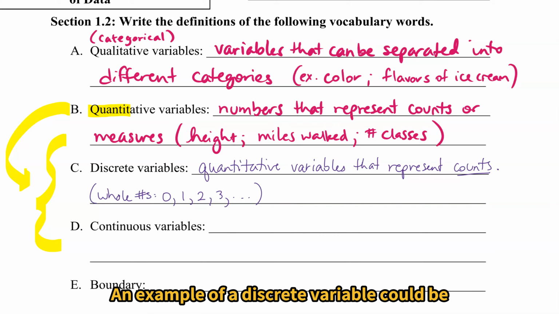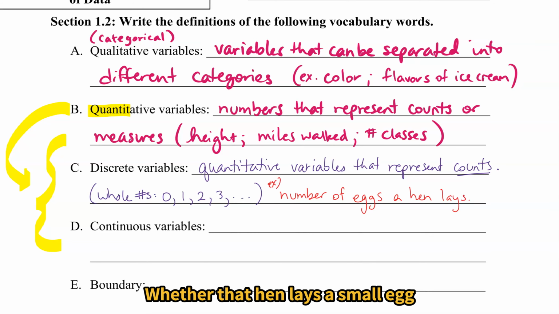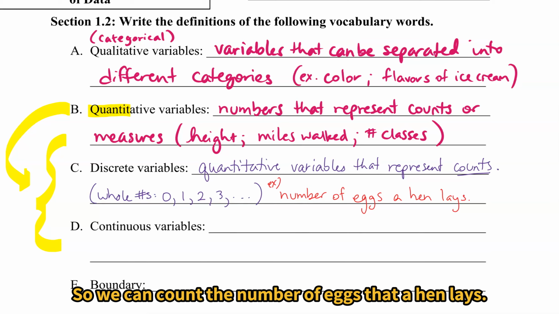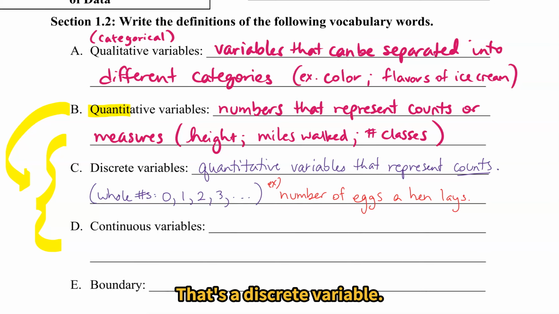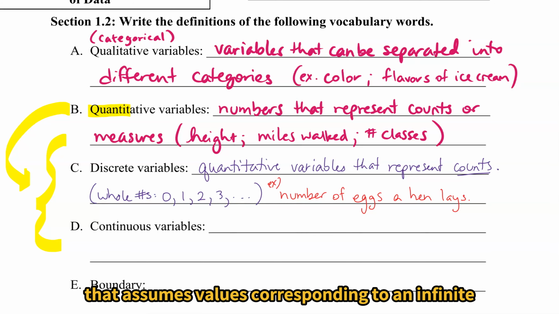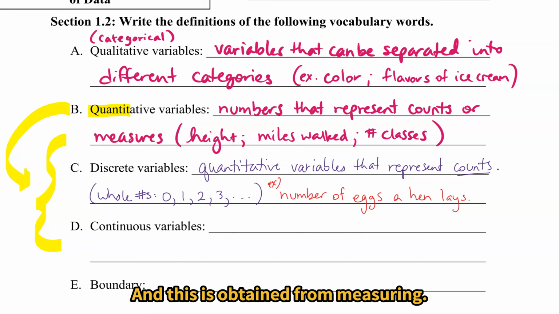An example of a discrete variable could be the number of eggs that a hen lays. Whether that hen lays a small egg or a large egg, a single yolk or a double yolk, it's still an egg. So we can count the number of eggs that a hen lays. That's a discrete variable. A continuous variable is a quantitative variable that assumes values corresponding to an infinite continuous scale. And this is obtained from measuring.